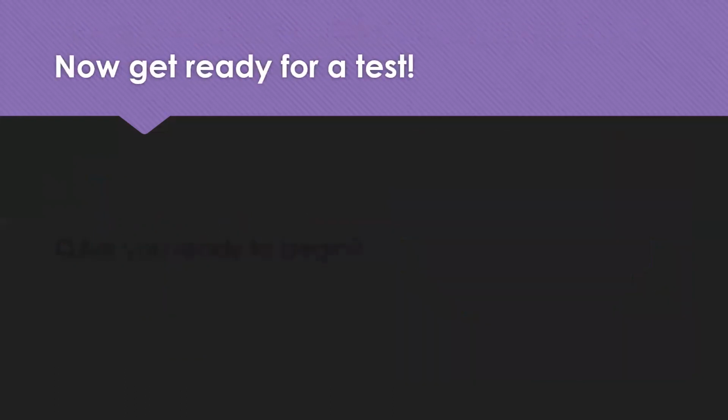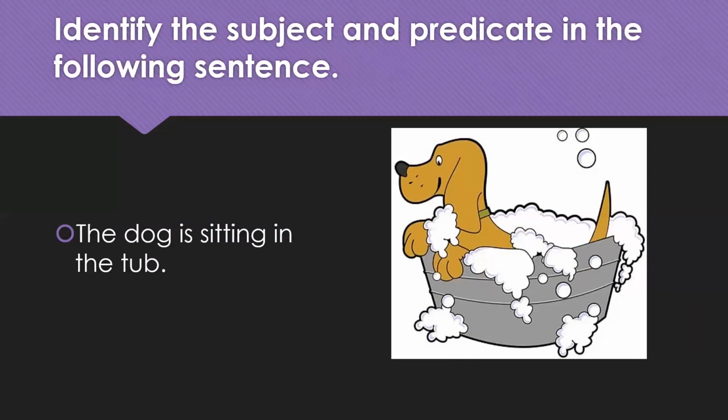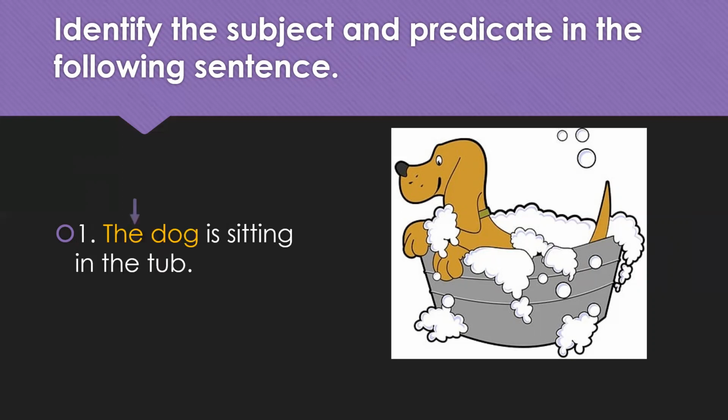Okay? Now get ready for a short test. Are you ready? I hope you are ready to begin. Identify the subject and predicate in the following sentence. The dog is sitting in the tub. Think carefully. The dog is the subject, and of course, the rest of the sentence forms the predicate. I hope you got that right.